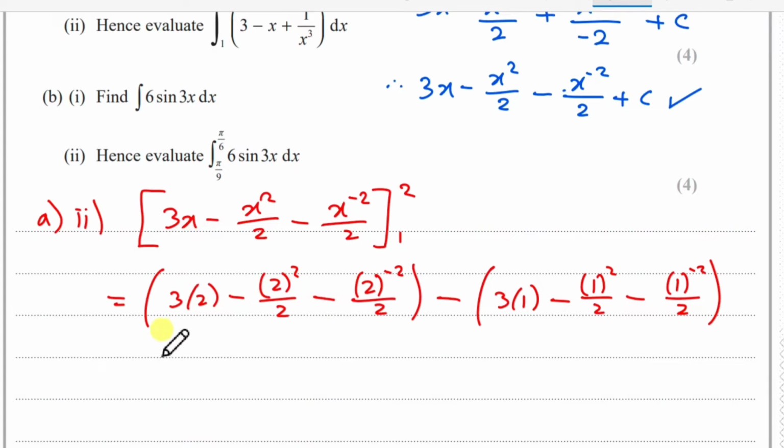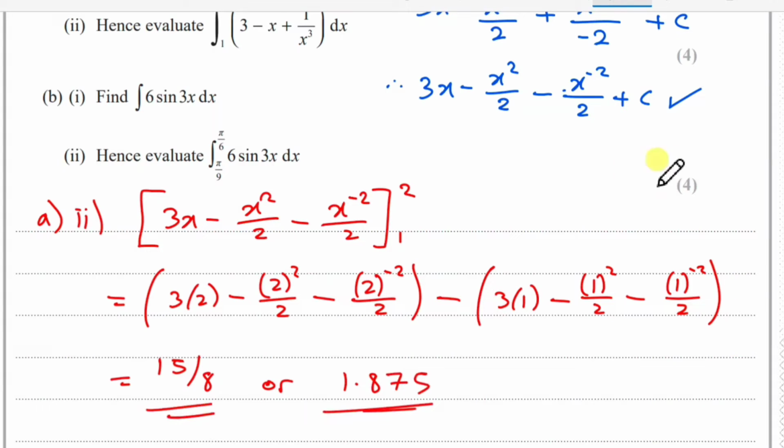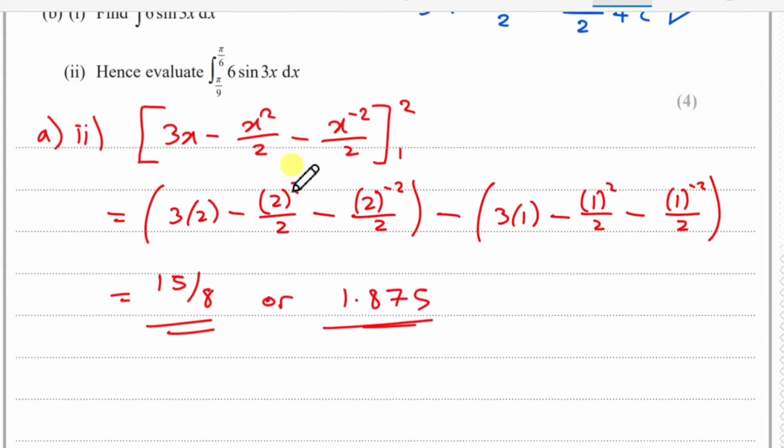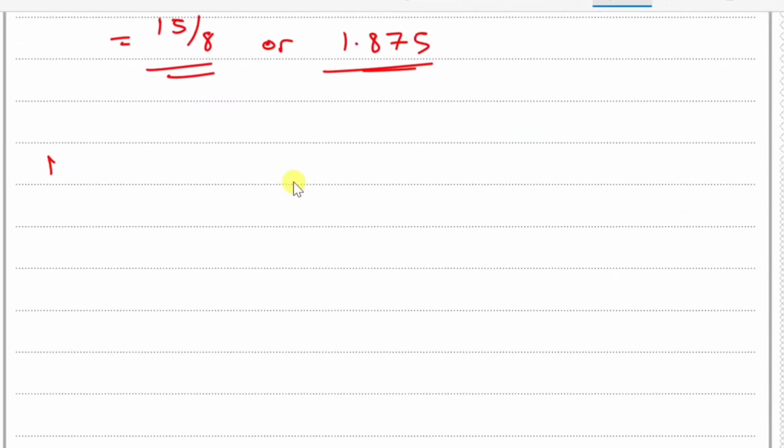That's it. Now remember, guys, you've got a calculator. So literally put this all in a calculator all at once, including the brackets. And you should get an answer of 15 over 8 or 1.875. That's it. So either one will work. Now, let's look at part B here. So B says, find the integral of 6 sine 3x. So I'm just going to write it over here neatly. So integral of 6 sine 3x dx.